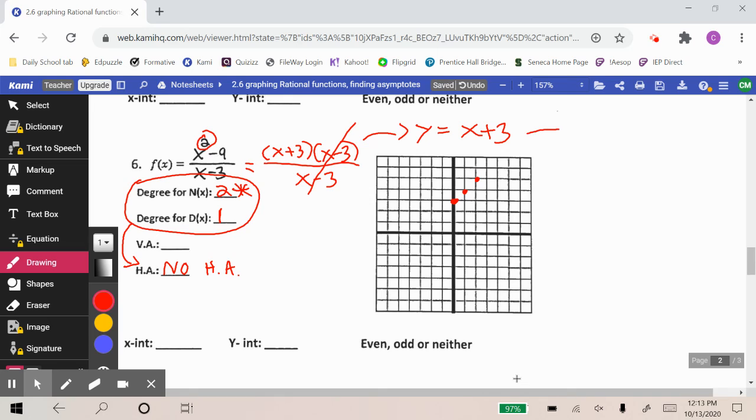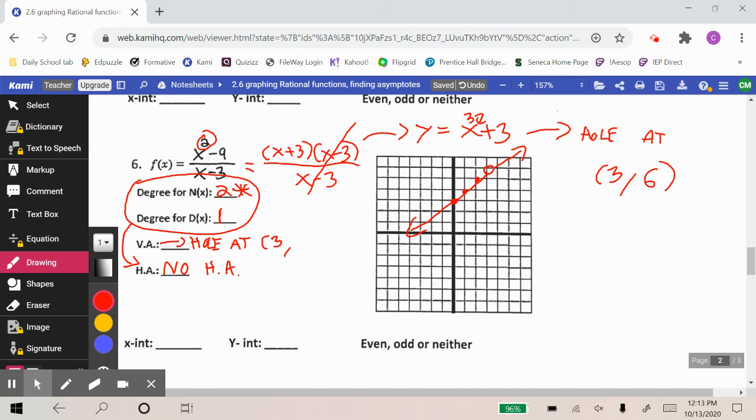Now, what replaces that VA, and I'll even write here, is a hole. Originally, it looked like the VA was at x equals 3, but now it's going to be replaced by a hole. So if I put 3 into this, there's a hole at 3. If I plug 3 in right here, I would get 3 plus 3, which is 6. So 1, 2, 3. This would be a hole right here at (3, 6). And you would get that graph on your TI-Nspire.